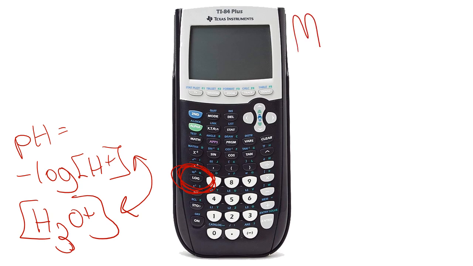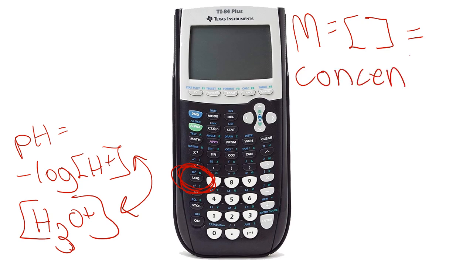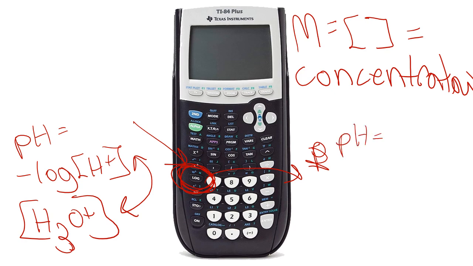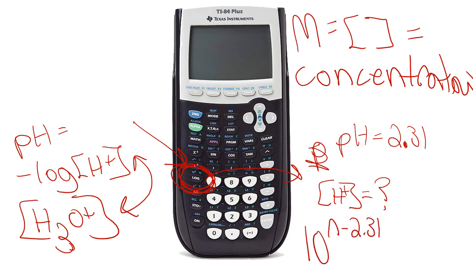And molarity means brackets, means concentration. So the opposite of that log is that thing over it. So to go from pH, let's say we have to find the concentration, and the pH is 2.31, we have to find the concentration of H plus. It'll be 10 raised to the negative 2.31.